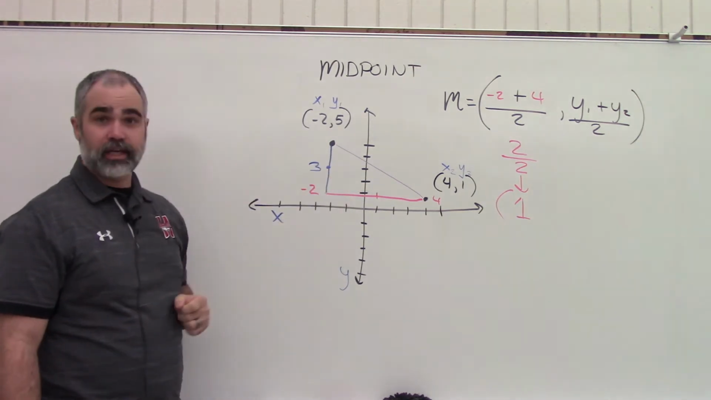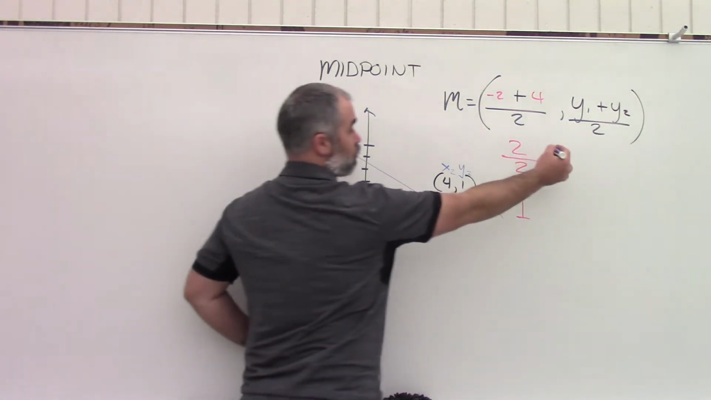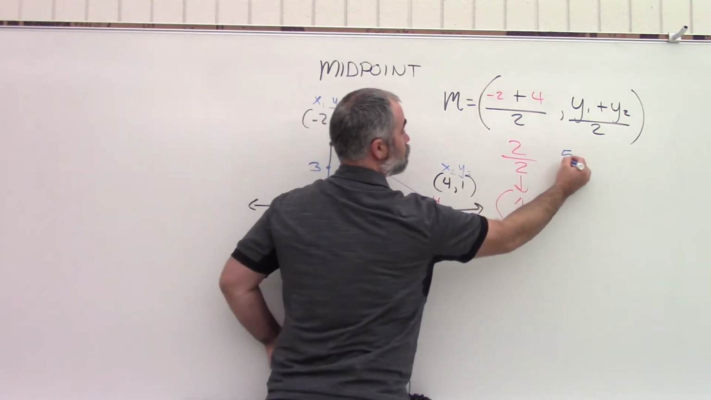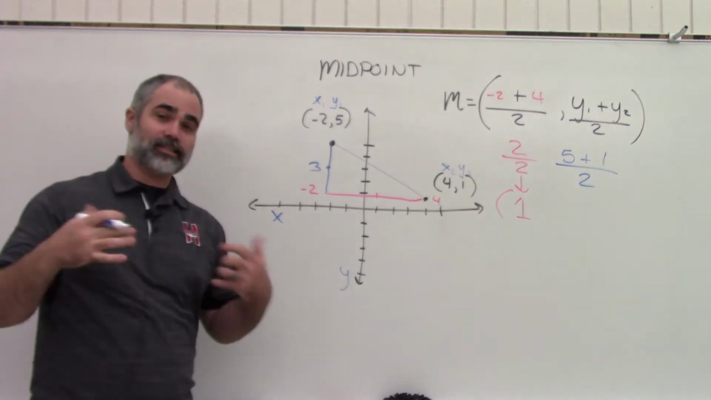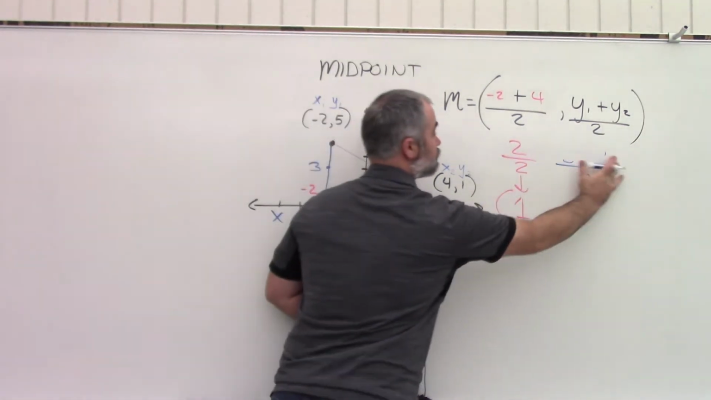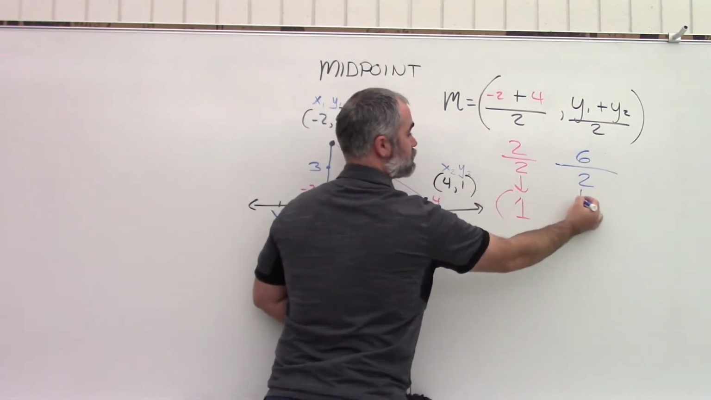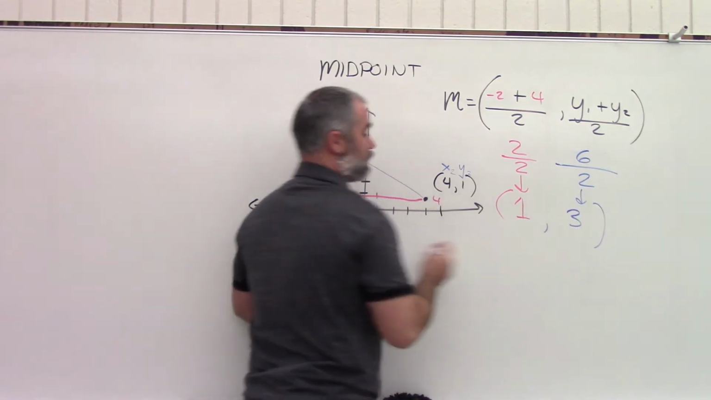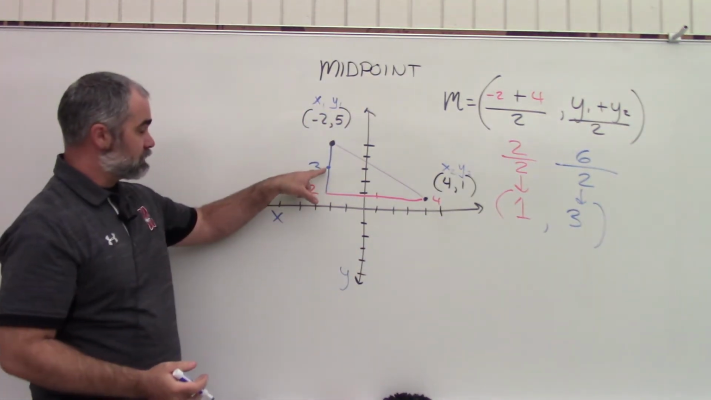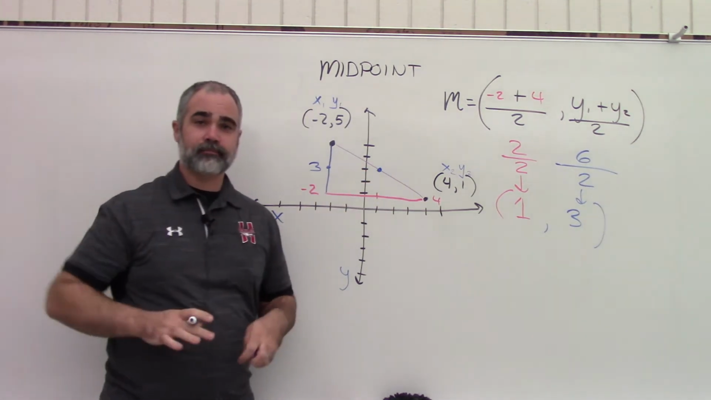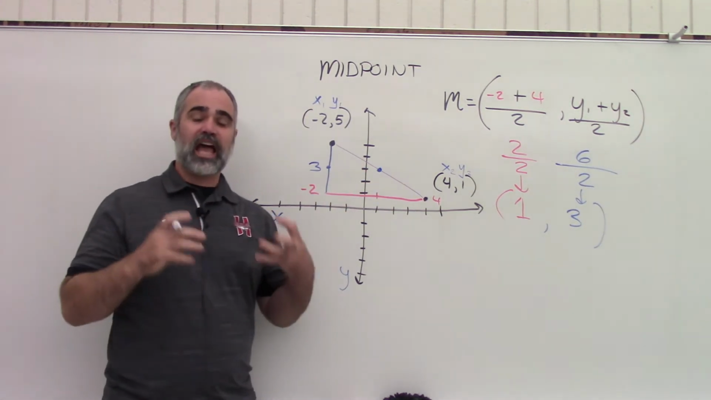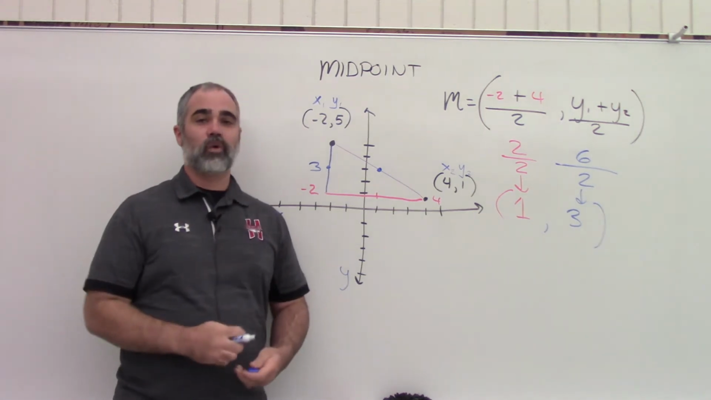I can do that with the formula as well. I can just go ahead and plug it in over here. y1 is 5, y2 is 1. 5 plus 1 is 6. 6 divided by 2 is 3. And look at that, I've got my midpoint. You can even see the coordinates right here. And there's your midpoint. All the midpoint is, is the average of the x's and the average of the y's.